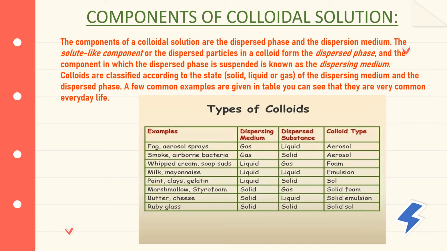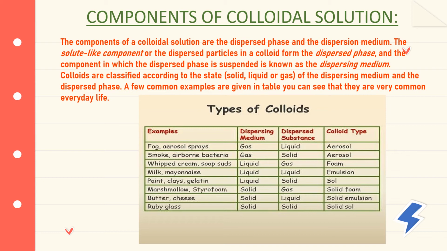If we consider shaving cream, it is a type of foam, which is also a type of colloid. In foam, gas is the dispersed phase and liquid is the dispersing medium. Milk is an emulsion, a type of colloid, and it is liquid in liquid. Milk of magnesia or mud is a type of sol, where the dispersed phase is solid and the dispersing medium is liquid.